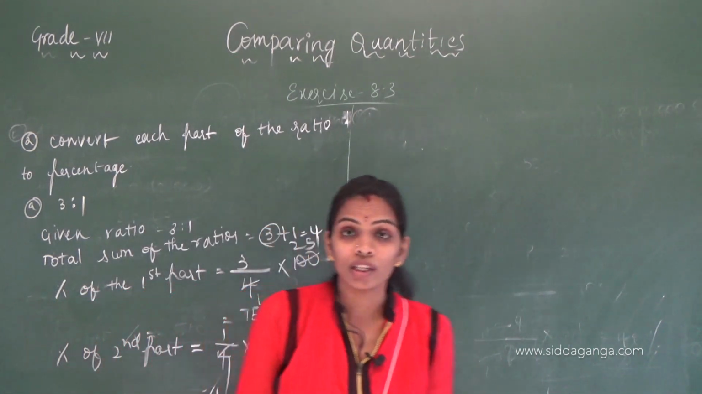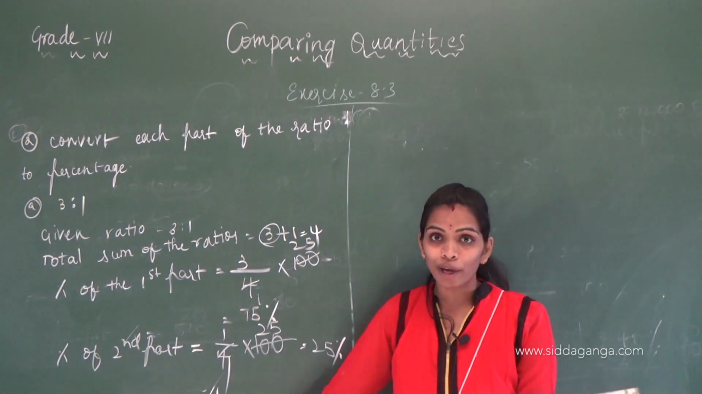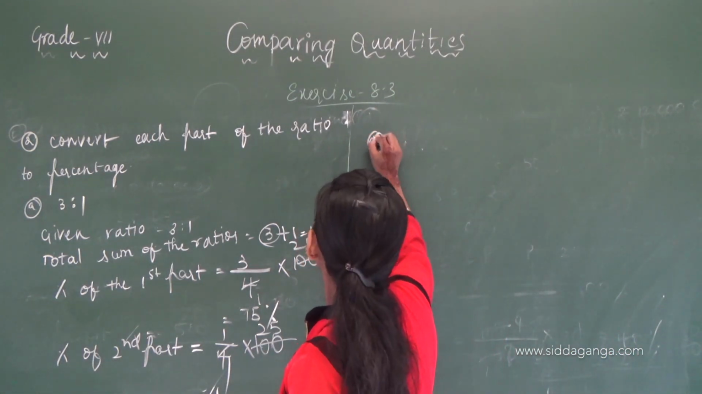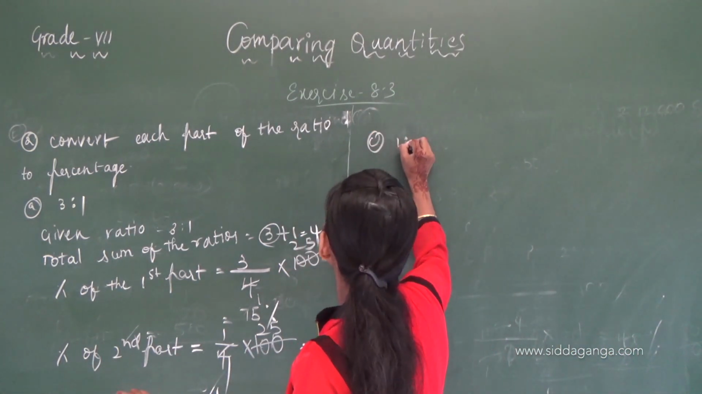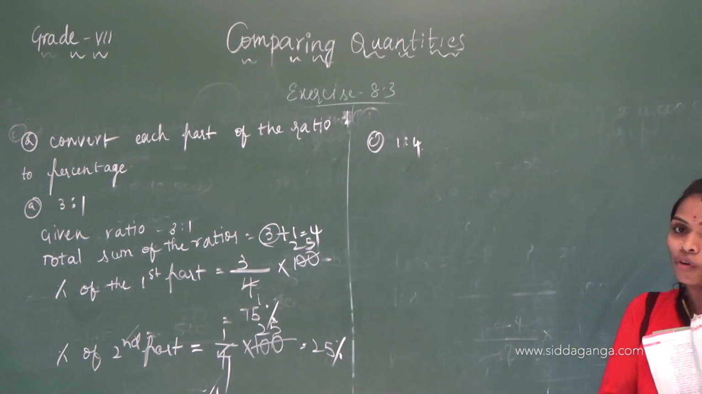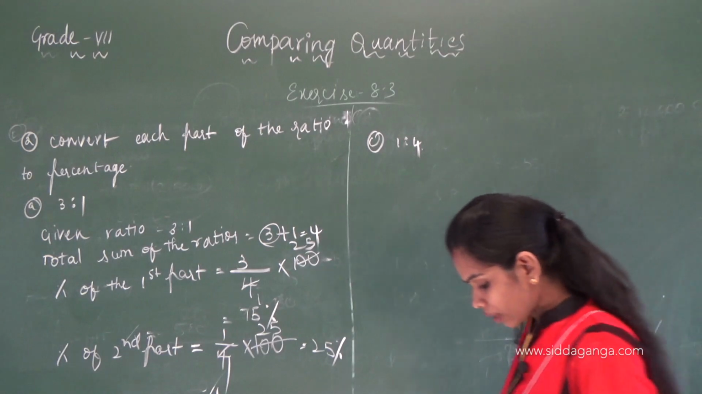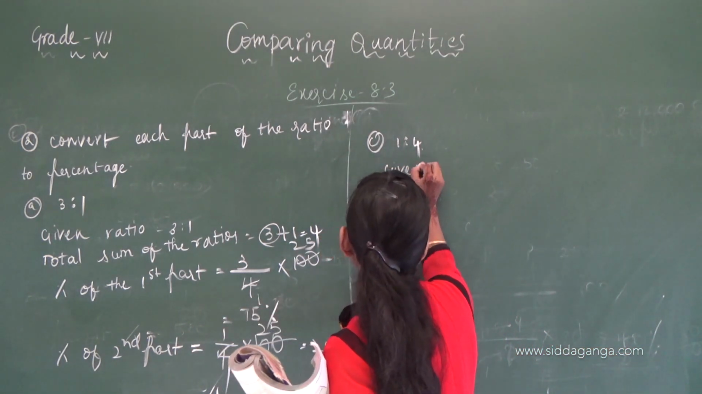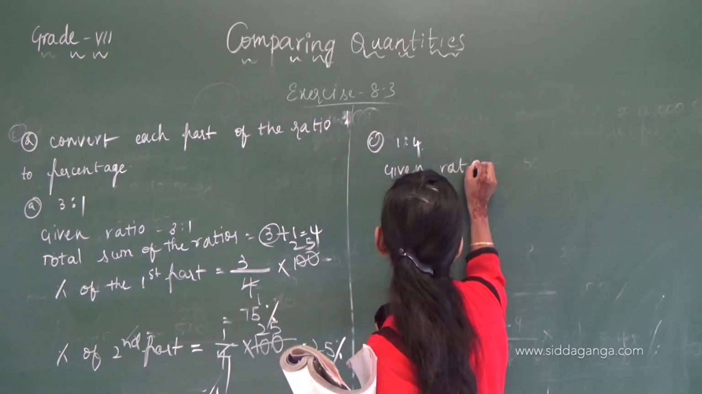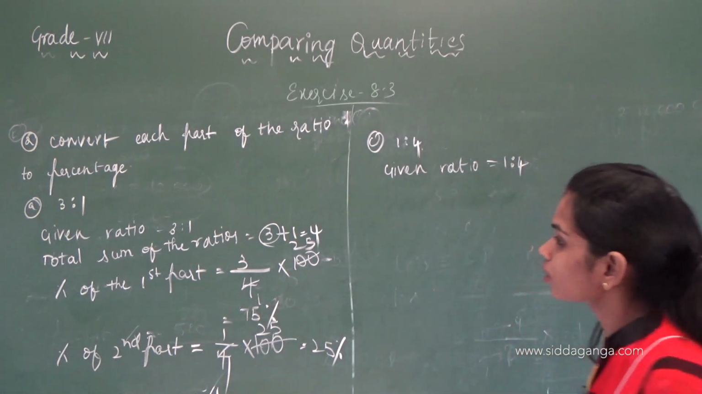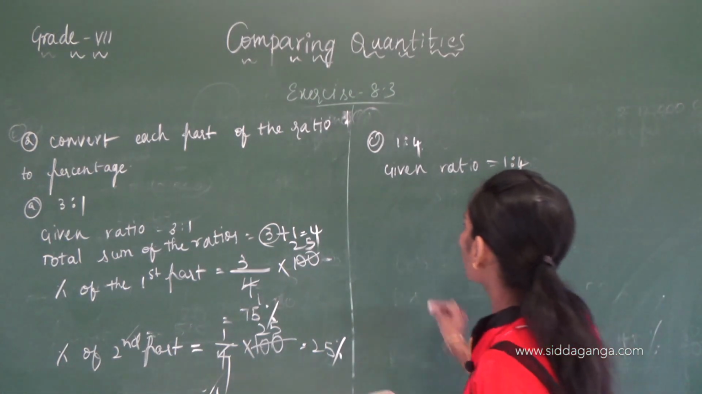Next, 2 is to 3 is to 5. When I was doing the example today, I did that one. And then 1 is to 4. Given ratio: what is the given ratio? 1 is to 4.